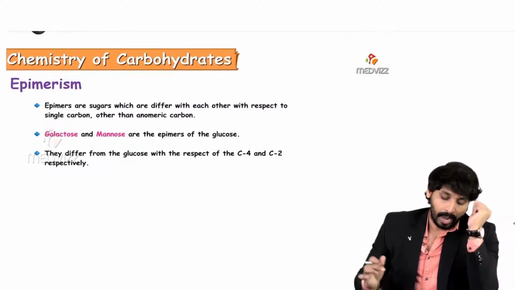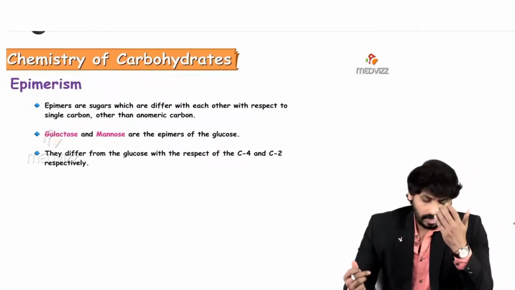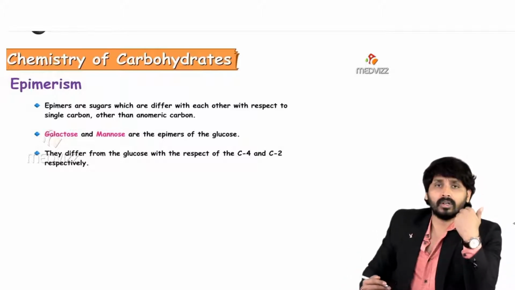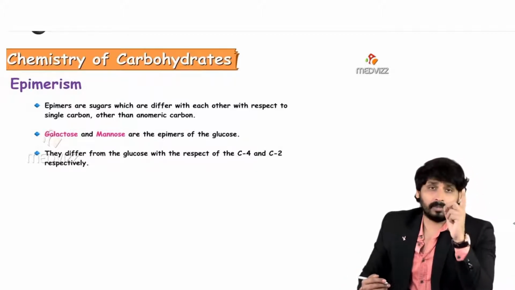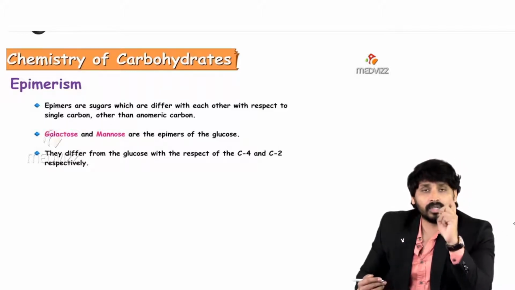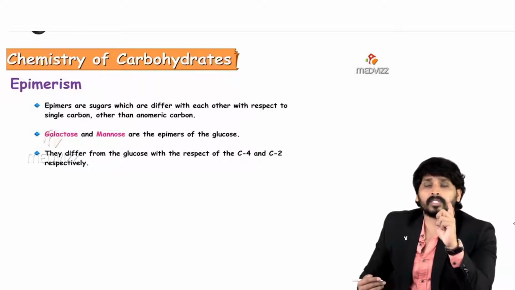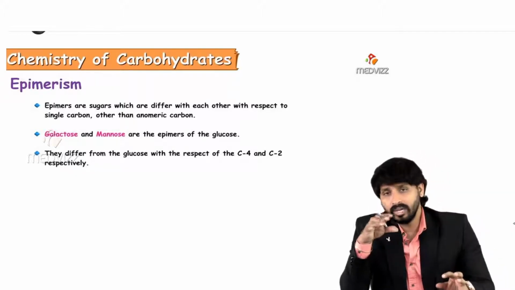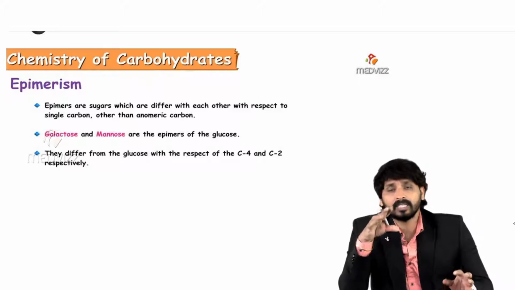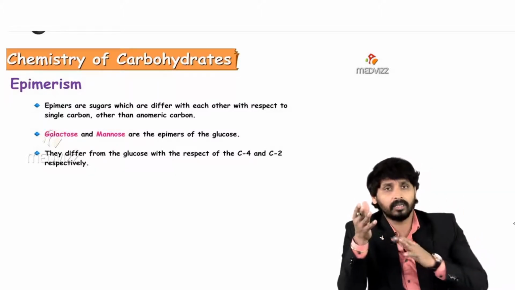Now coming to epimerism. Epimerism is nothing but the sugars which differ with respect to a single carbon atom. That means the spatial configuration around a single carbon atom. That means the OH group may differ at the 4th carbon, 3rd carbon, or 5th carbon.